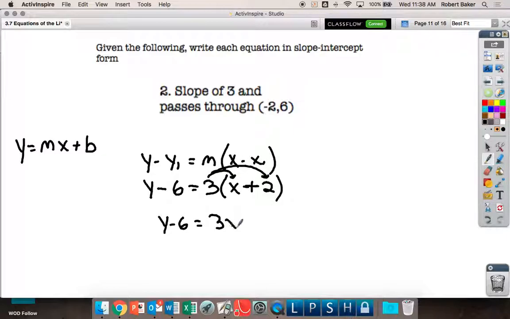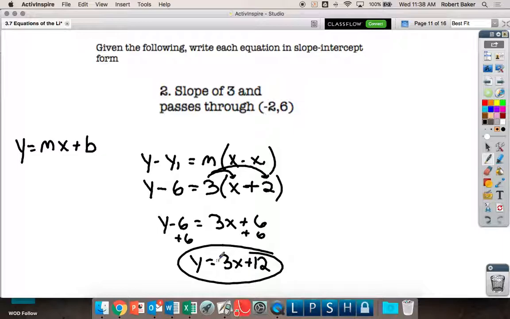And then you add 6 to both sides, and you get y equals 3x plus 12. That's too much work apparently. Way too much work. Look at that, 1, 2, 3, 4, all these steps.